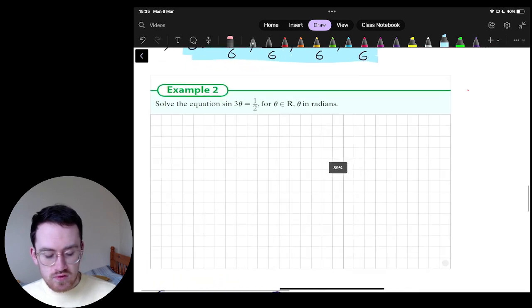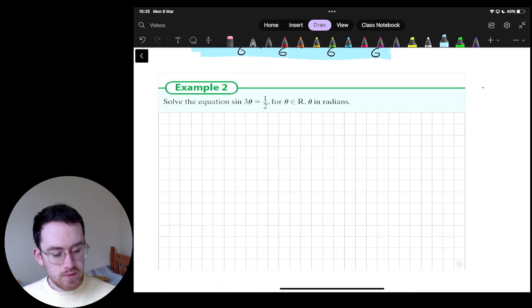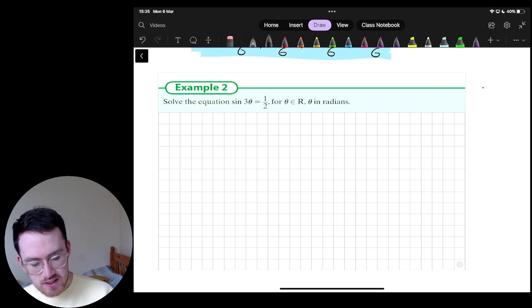So let's do a few more of these questions so we can get familiar, and so you can watch and try for yourself and see whether you are able to follow the solutions well. Looking at the next question, sine 3 theta is equal to a half. We solve it the same way as before.